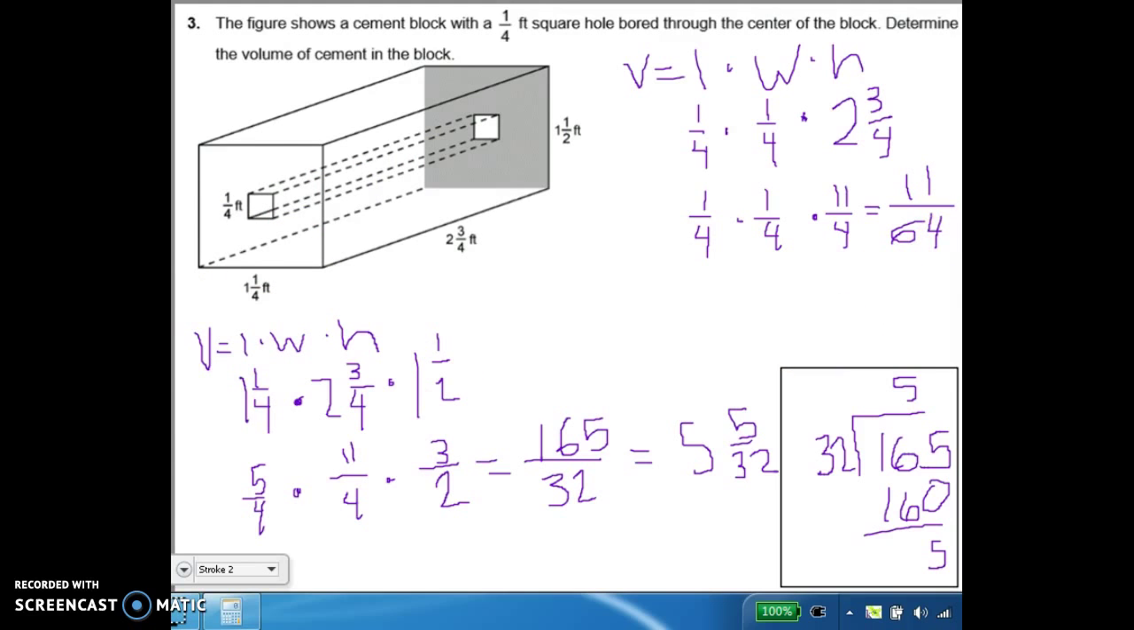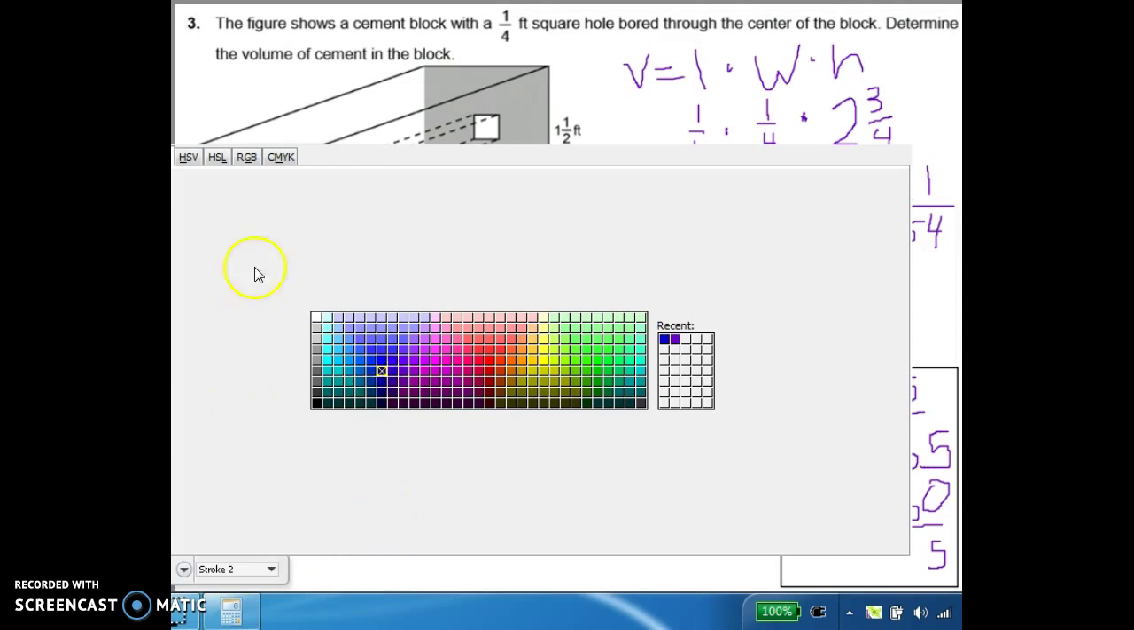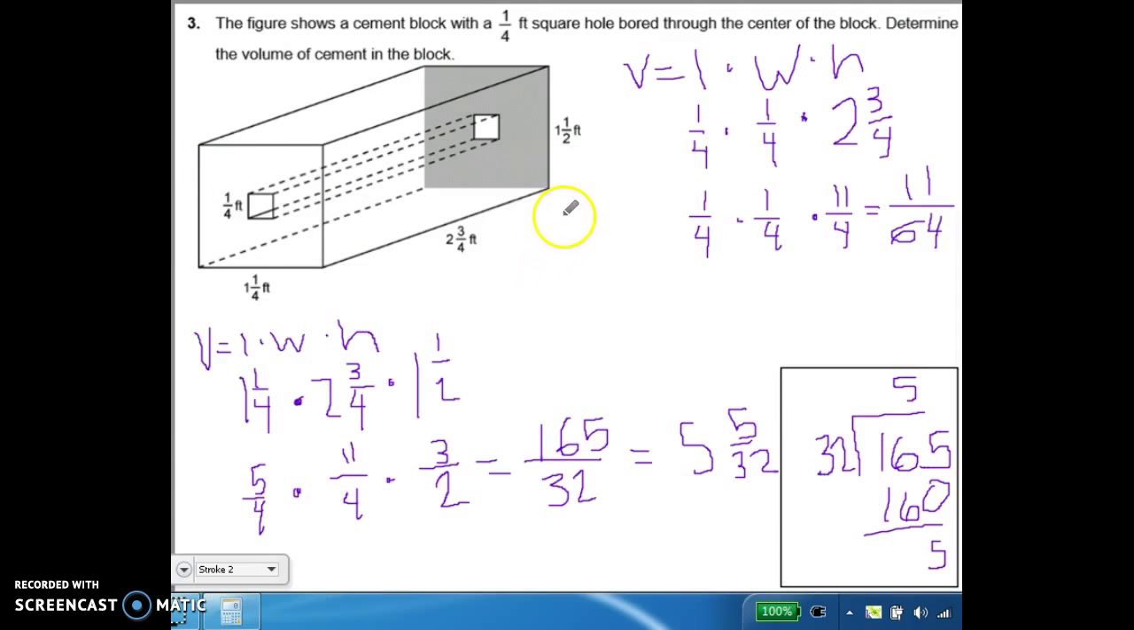The last and final step, I'm going to change my pen color for this last step since my board's getting kind of full, is to subtract that 5 and 5/32, subtract the 11/64 out of that. So remember when you're subtracting that you need to change the bottoms so that you're comparing apples to apples, or 64ths and 32nds into equivalent fractions, so they have similar denominators. And then there's another step where you want to make sure that you have enough in this numerator to subtract this. You might have to borrow from your mixed number. Go ahead and pause the recording and give that a try.